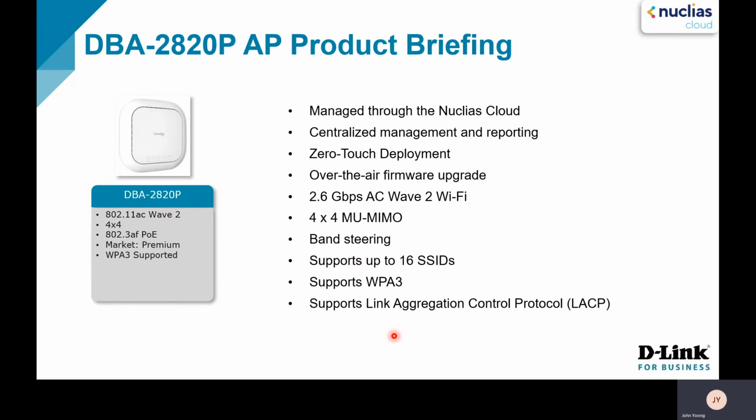And next we have the higher end, called the DBA-2820P. Same thing, it's a 4x4 MU-MIMO, going up to 2.6 gig Wave 2. It supports WPA3 and LACP. Remember, LACP will combine the 2 LAN ports together and also provide redundancy. In case any of the LAN ports is down, the AP will still carry on broadcasting.